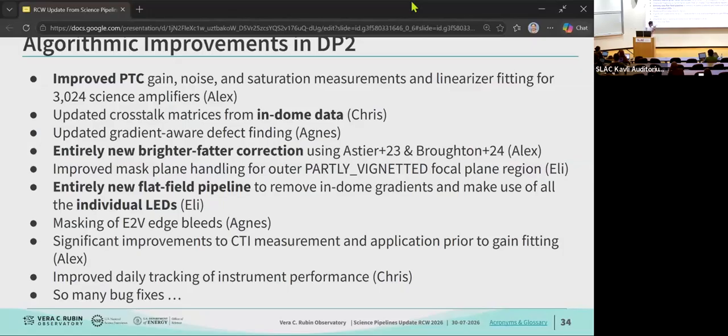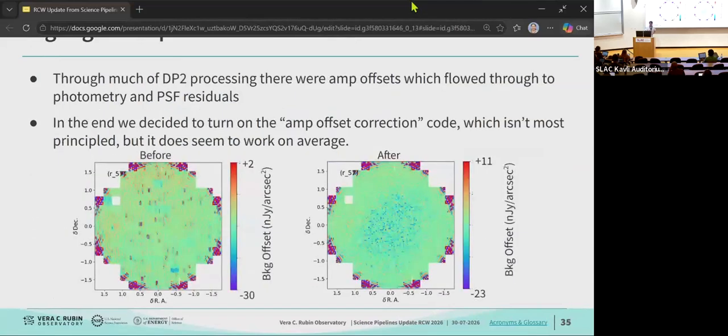We have new masking. There are two different sensor types on the focal plane, and they have different types of artifacts near saturation. We've also made other significant improvements to CTI measurement and also improved daily tracking of instrument performance. I want to give two quick highlights on some major changes that might be interesting to you.